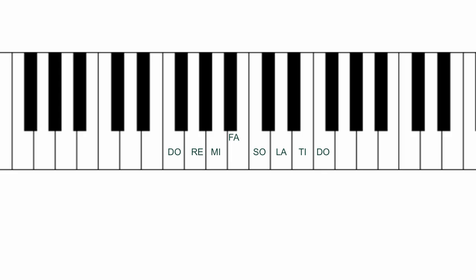Sol, la, ti are all whole steps, all on the white keys. There's la, ti. Now we're on E. Our final half step, ti to do, is conveniently on 2 white keys with no black key separating them, E to F.